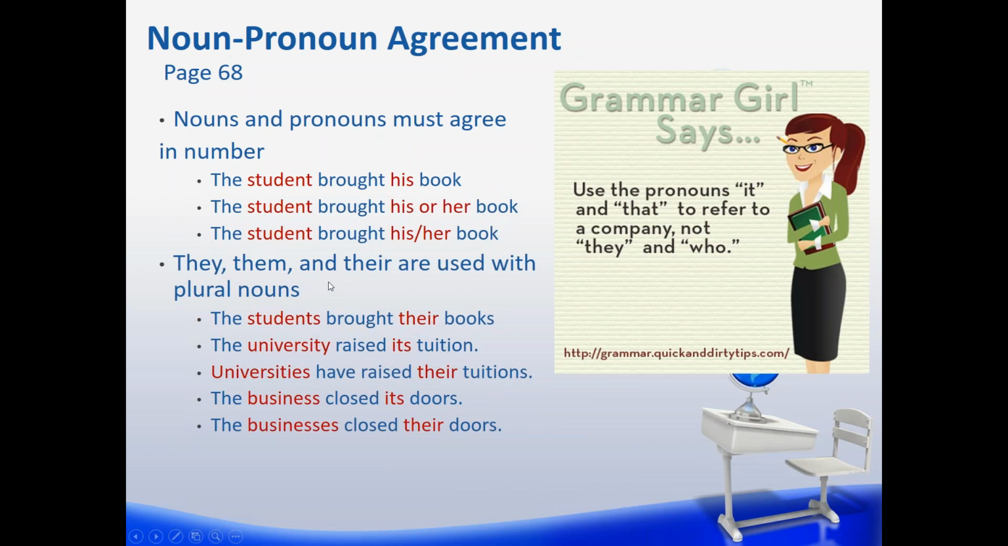They, them, and their have to be used with plural nouns. So the students brought their books. And university is singular, so we're going to use its for that. But when you have more than one university, you can use their.